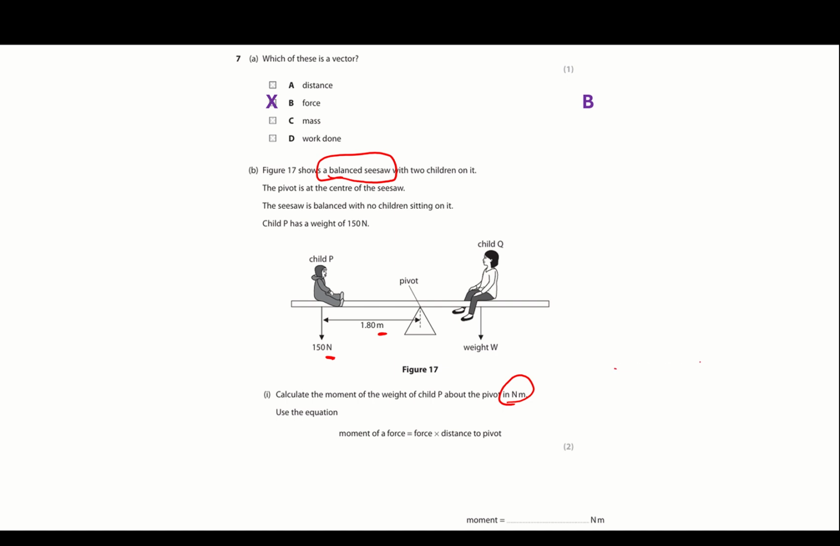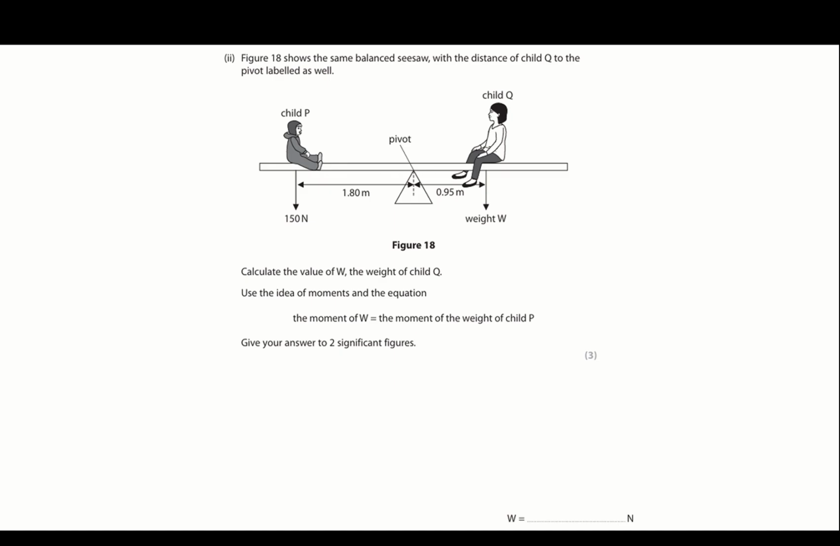Perfect. So we've got our turning moment. And for the child, it's actually going to be an anti-clockwise turning moment. But it tells you exactly what to do. Just got to multiply the two together. That is 270 Newton meters. Well, if it's in balance, we now know that she must be 270 Newton meters too.